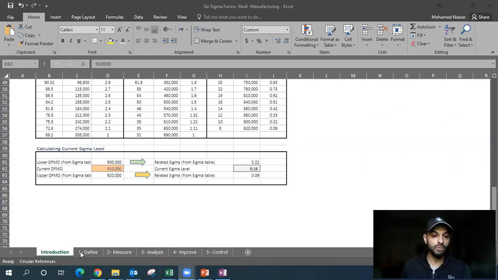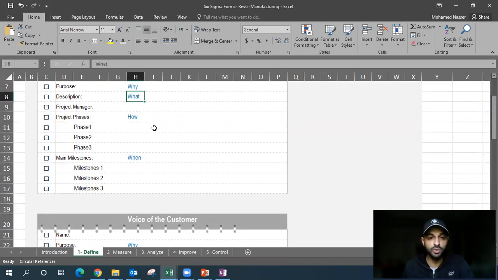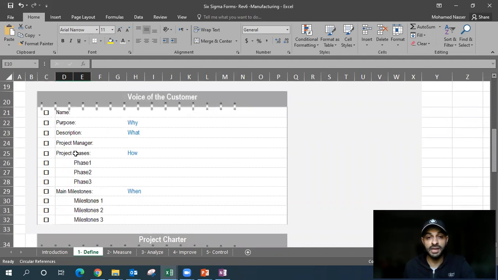Fine, we move to the next tab here, and we start with the first process. The first process here is Define. In Define, you simply write the problem statement. You write the project charter. You write why you need to have this project. So you write here the project name, the purpose of the project, what you need to do in this project, and you can divide it into phases, and you can write the milestones and when you will deliver the milestones of this project.